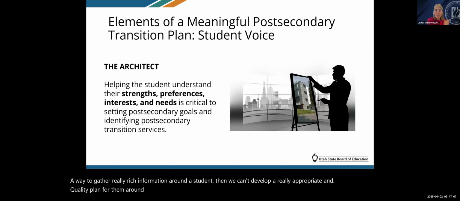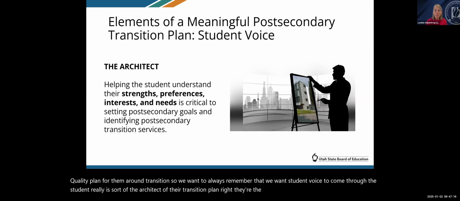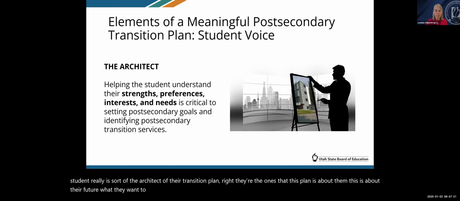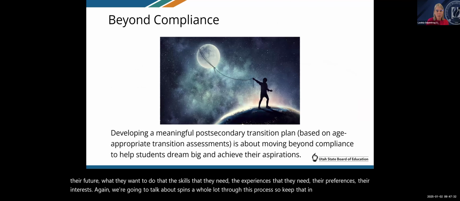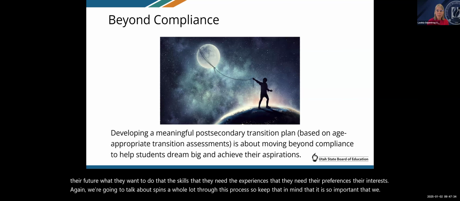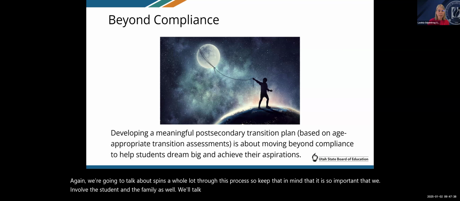So we want to always remember that we want student voice to come through. The student really is sort of the architect of their transition plan, right? They're the ones that this plan is about. This is about their future, what they want to do, the skills that they need, the experiences that they need, their preferences, their interests. Again, we're going to talk about SPINs a whole lot through this process. So keep that in mind, that it is so important that we involve the student and the family as well. We'll talk about that too in more depth.